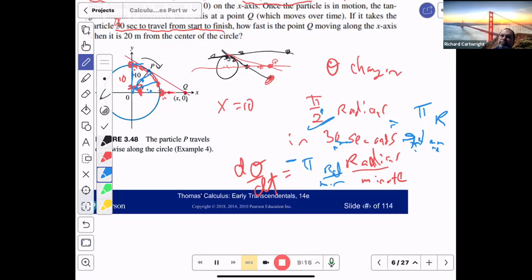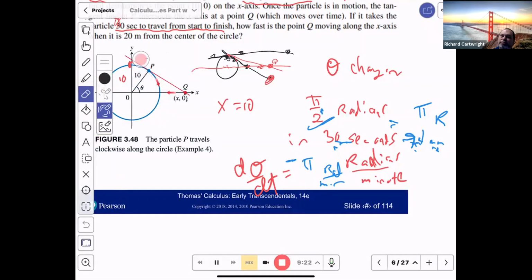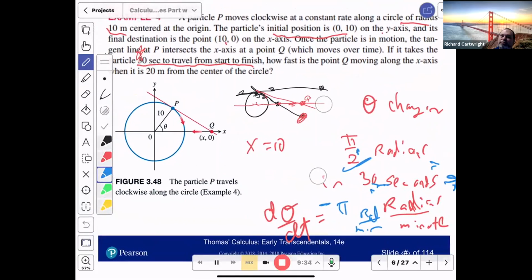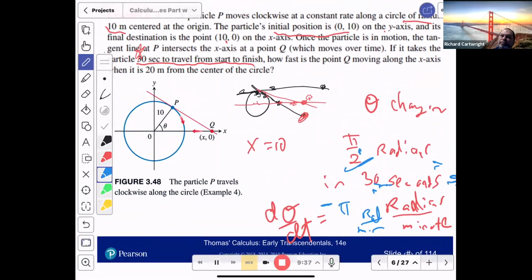So I'm going to erase some of the stuff that I've written here on top because you can't see it all. What else does he say? If it takes 30 seconds to travel from start to finish, how fast is point Q moving along the x-axis? So he wants to know, if this is an x value out here, however far he is, then how fast he's going must be dx dt, because that's changing. He's asking for dx dt.